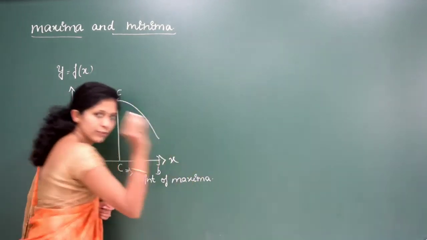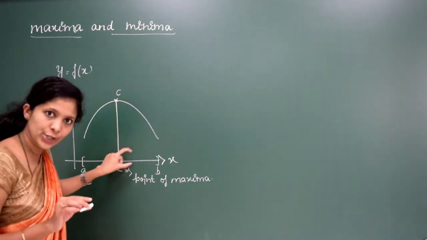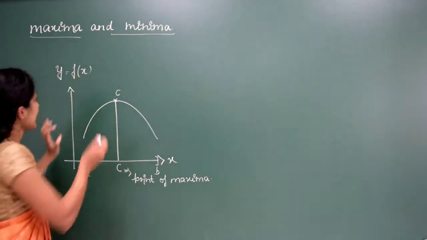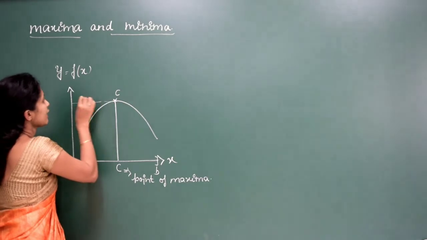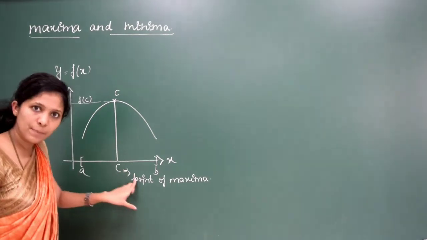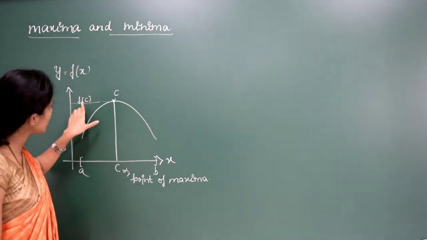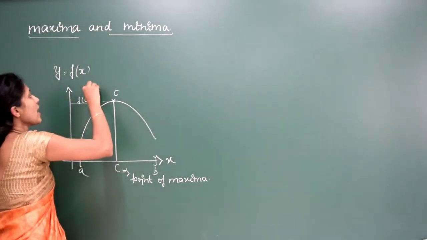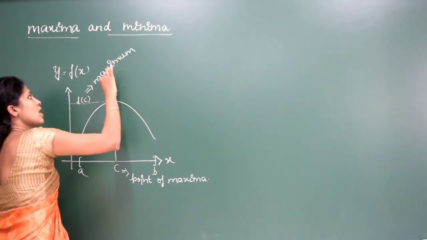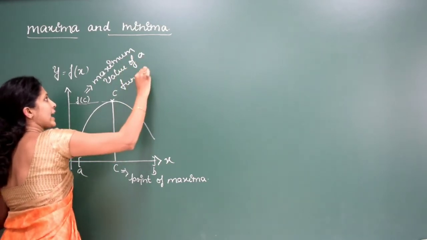After substitution of the value c in the function f of x, is it clear? c is called the point of maxima. After the substitution of the value c in y, we will get f of x, which will now be f of c. You have to substitute the maximum point in the function, then you will get f of c. This is called the maximum value of a function f.